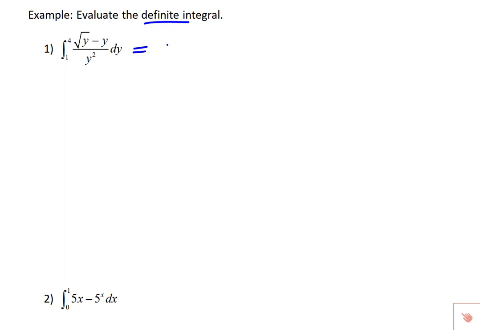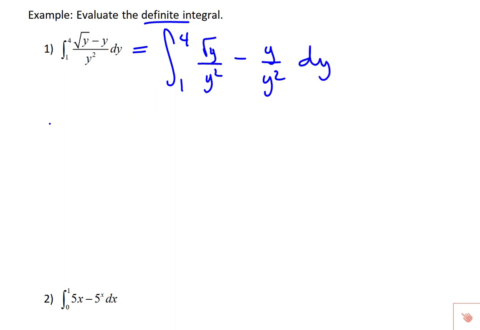That still requires us to do some antiderivatives, and so we'll rewrite this as the definite integral from 1 to 4 of, and then we could split up this fraction to get the square root of y over y squared minus y over y squared dy. Then we'll keep this going as the integral from 1 to 4 of, if I combine the powers of y in this first term, I'll end up with y to the negative 3 halves minus, and then 1 over y if I simplify that second term, all dy. Now, as we just discussed with the fundamental theorem, this can be done using the antiderivatives of these terms.